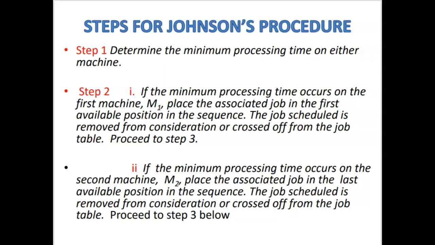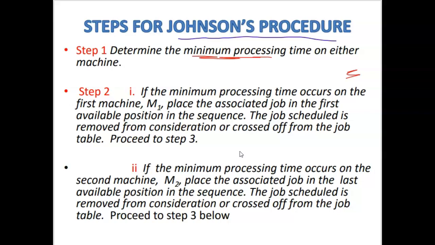How to process a job using 2 machines is talking about what? Johnson's procedure. This is Johnson's procedure. Step 1 says, determine the minimum processing time on either machine. The minimum processing time. That means we'll be having more than one machine here.